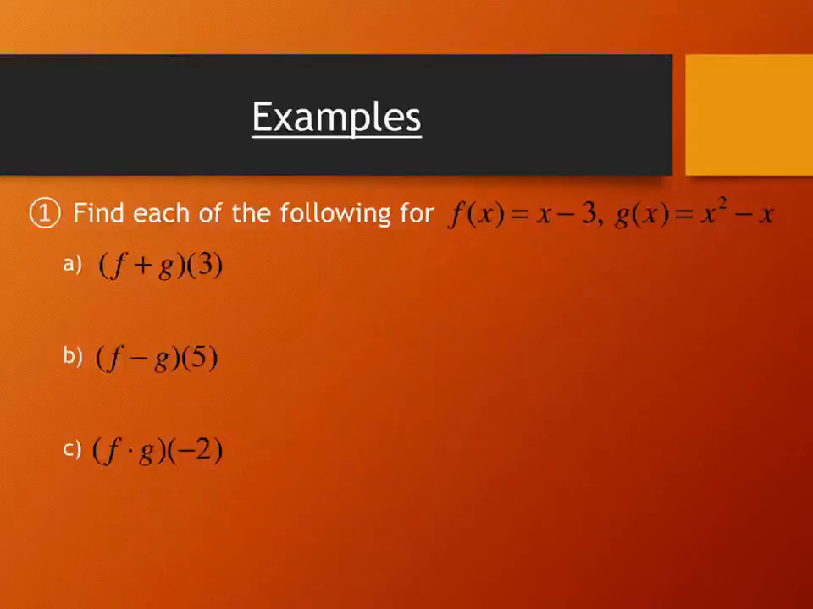The first ones, I'm not even going to tell you how to do them because I think you can probably guess. So we've got two functions. f of x is x minus 3, and g of x is x squared minus x. So you've seen this notation before, where we put the number 3 into something, right? You plug in 3 for x. So what do you suppose this notation means?